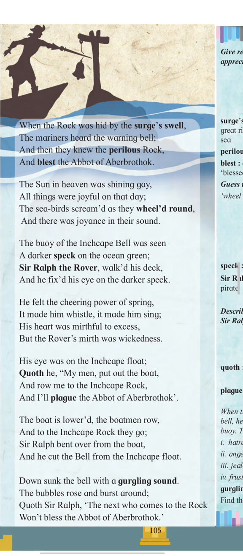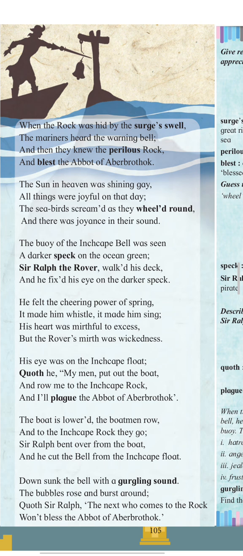"When the rock was hit by the surge's swell, the mariners heard the warning bell, and then they knew the perilous rock and blessed the Abbot of Aberbrothok." So here the stanza explains that whenever a ship was passing and got the indication from the bell placed by the Abbot of Aberbrothok, they saved themselves from the perilous, meaning dangerous, rock. They gave blessings and thanks to the Abbot of Aberbrothok.